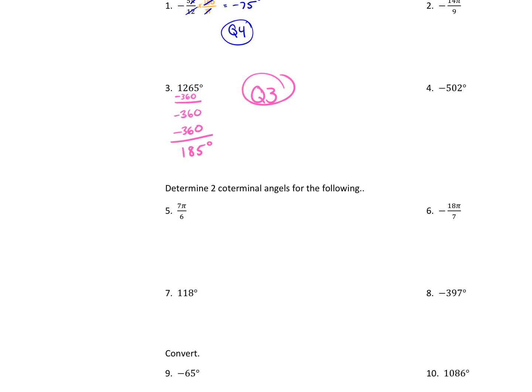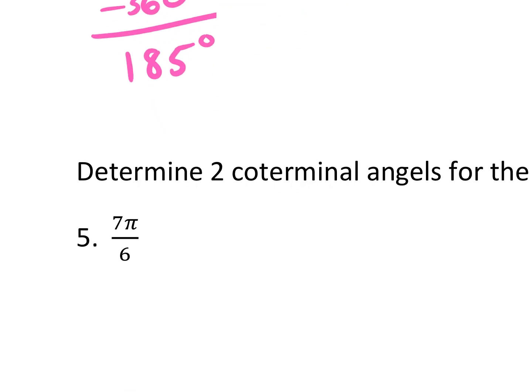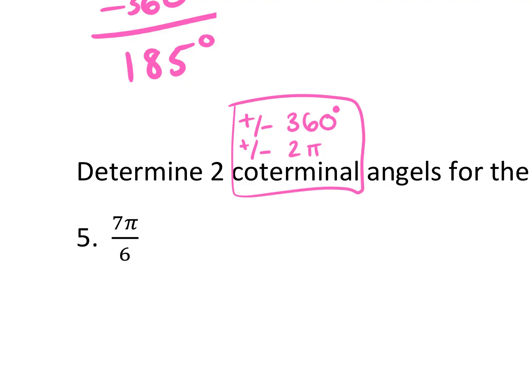All right, let's take a look at number 5. We want to determine 2 coterminal angles for the following. So to find coterminal angles, we can add or subtract 360 if it was given to us in degrees, or add or subtract what if it was given in radians? 2 pi, perfect. So if the question is given to you in radians, make sure your coterminal angles are in radians as well. It's got to be the same unit.